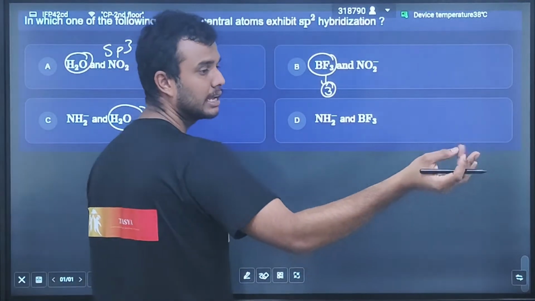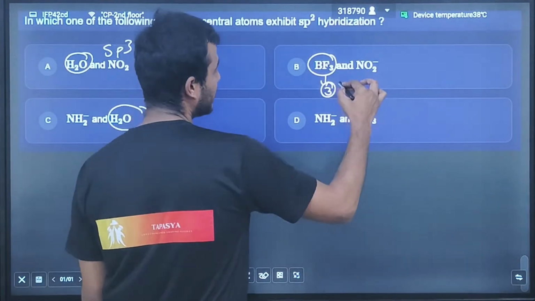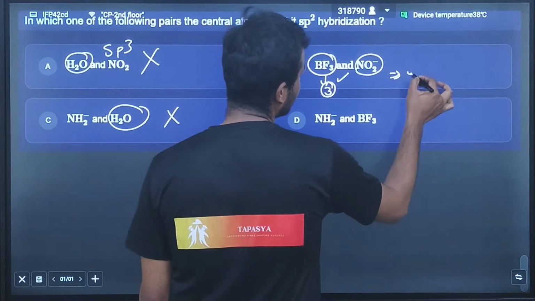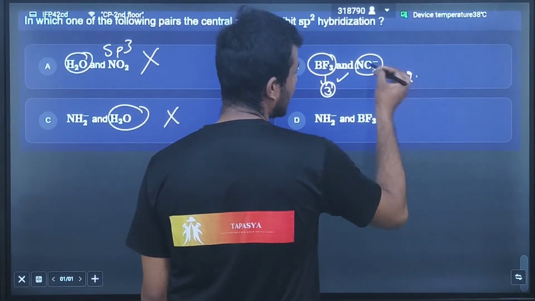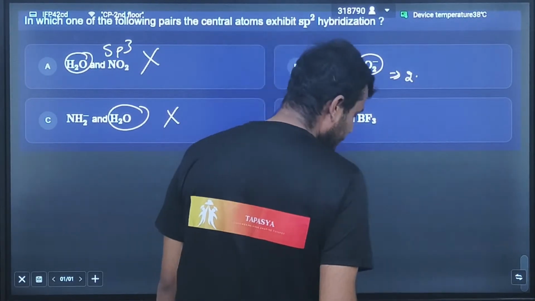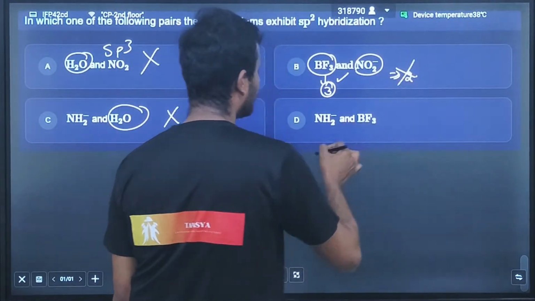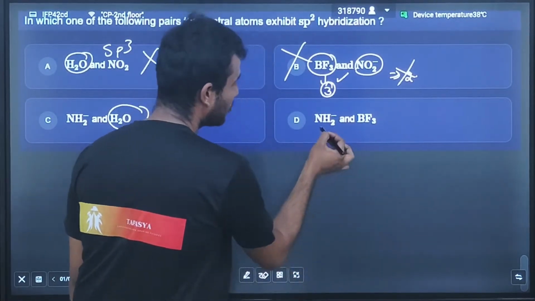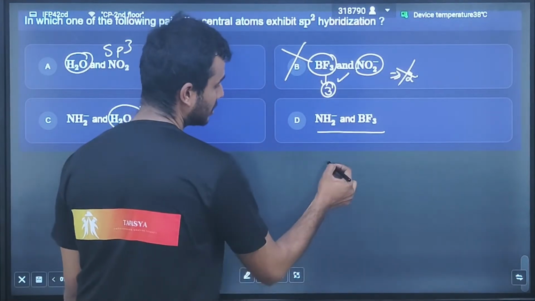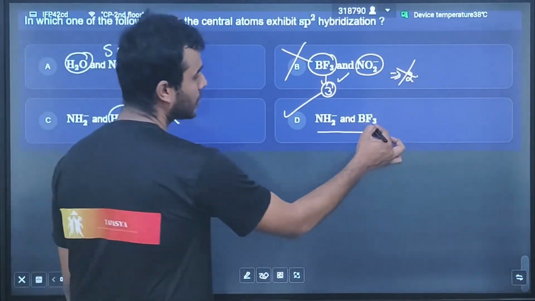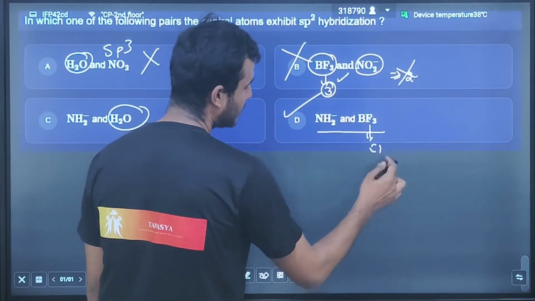Boron: hydrogen, helium, lithium, beryllium, boron. So sp2. NO2 minus: 2 atoms with oxygen. Any lone pair there, my dear? Totally 4 lone pairs, so that option is wrong. Let's move here. NH2 minus. Yes, the answer is this option. Why? BF3 is sp2, na. BF3 is sp2.